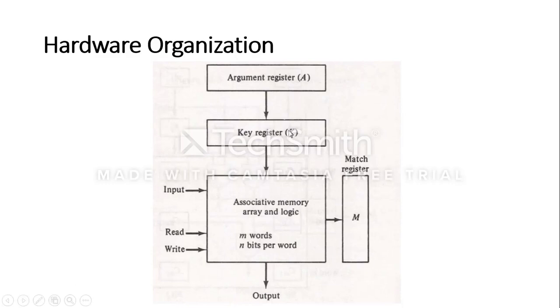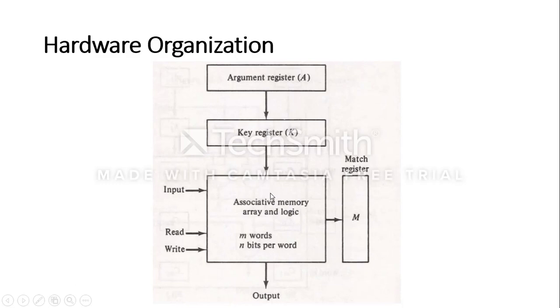We'll see one example to understand how this key register can be used to perform the mask operation, so that only a part of the argument register is used by the control to perform the search operation or to perform the comparison. So this is about the key register.